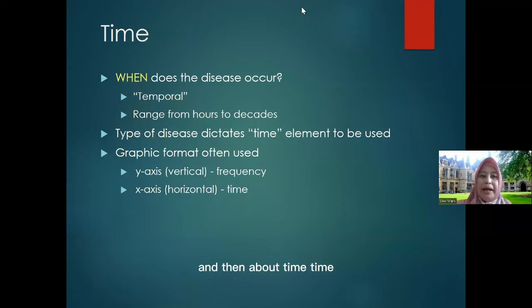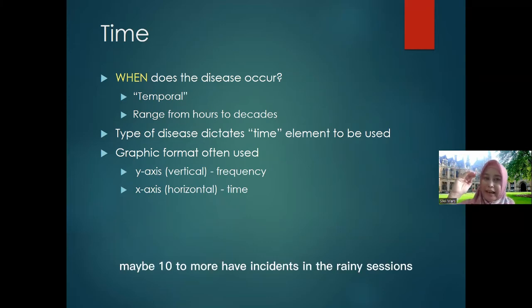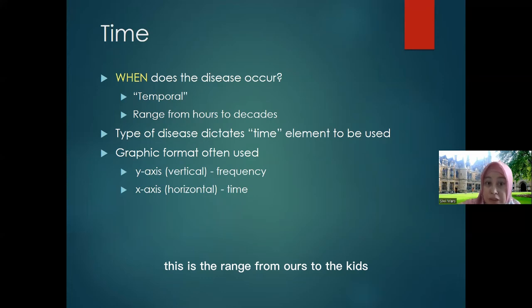And then about time, the variable of time, we will see when the disease occurs. Several diseases may have more incidents in the rainy seasons or in the dry seasons. This is also interesting to find out. The range is from hours to decades. The type of disease dictates the time element to be used.